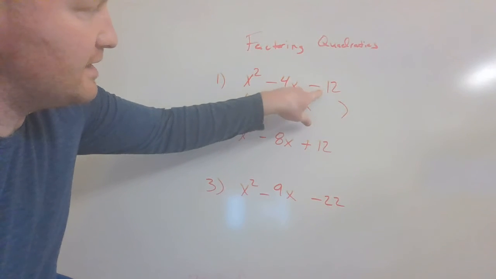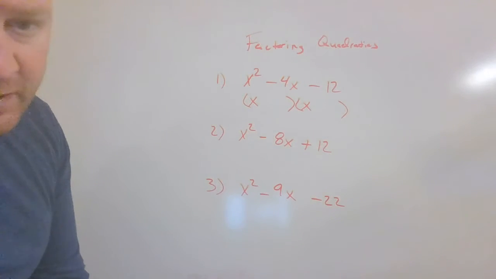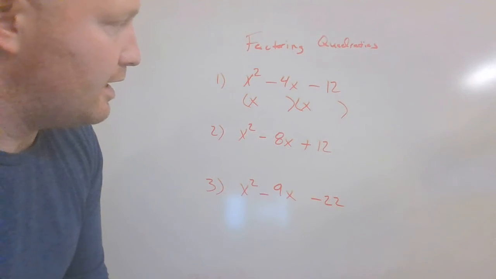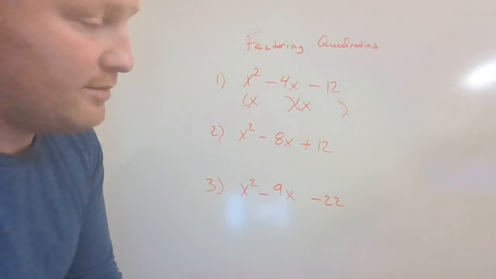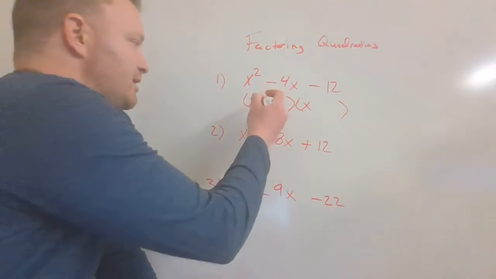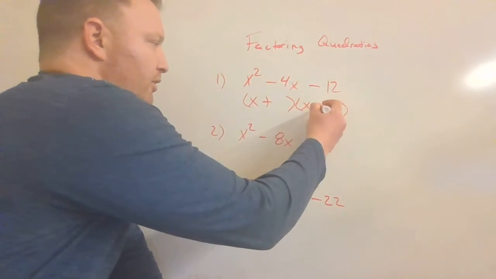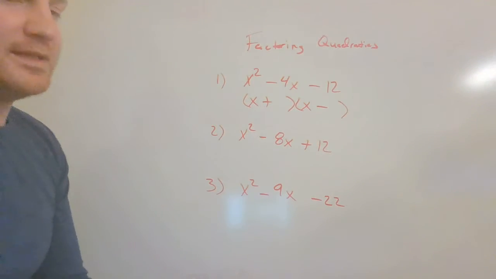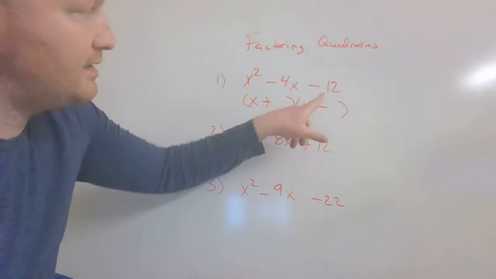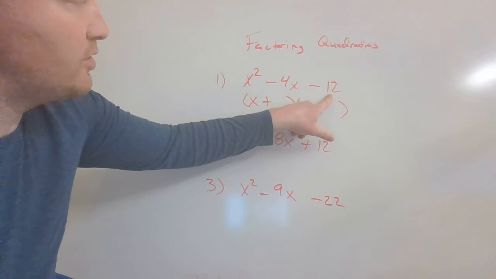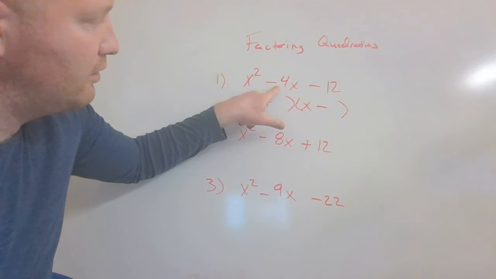Look at this first, this negative 12. This is crucial because the negative 12 means you have to have multiplied a positive times a negative. Because you had to multiply a positive times a negative, I'm going to put one of them as a plus, one of them as a minus, okay? Now I got to think, what multiplies to negative 12 that also adds to negative 4?